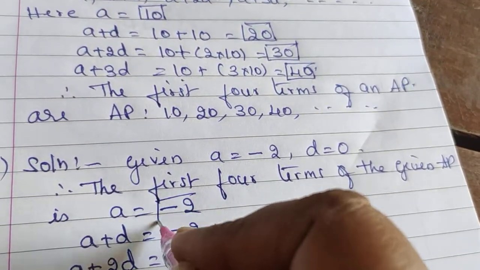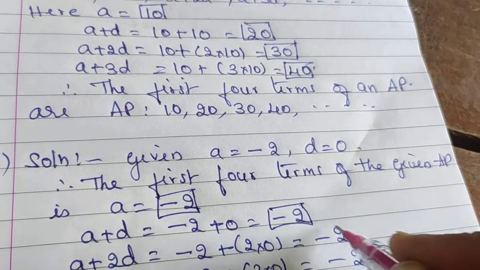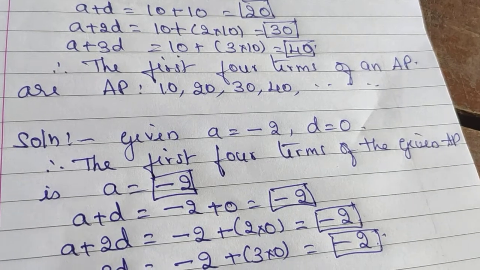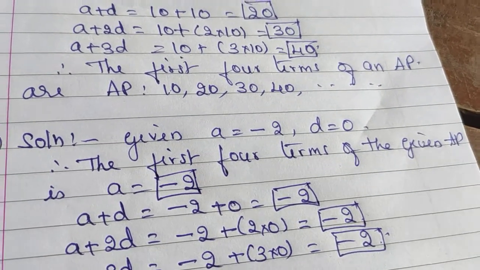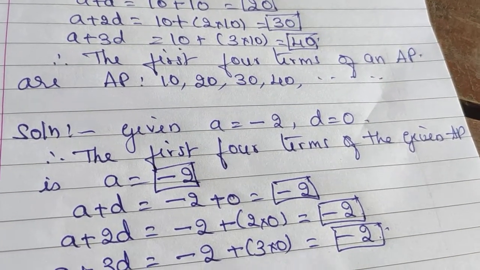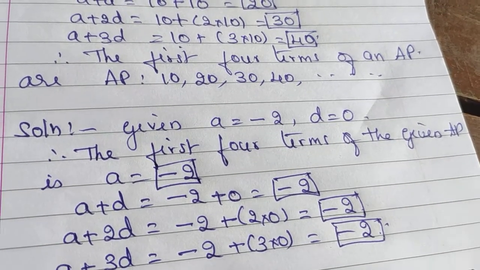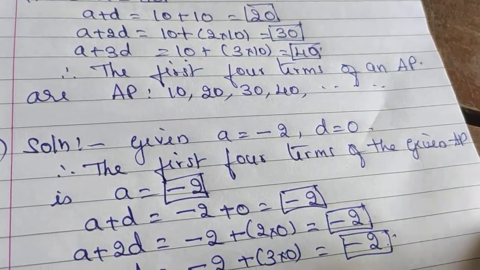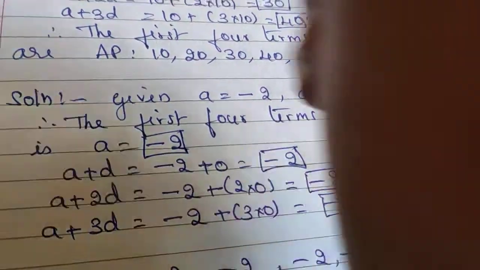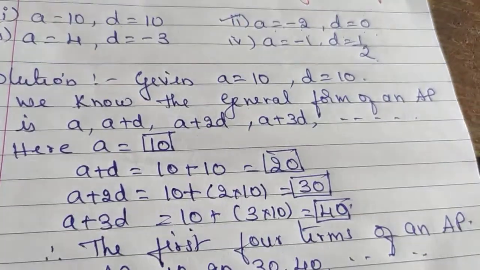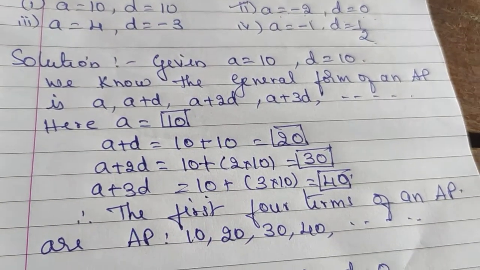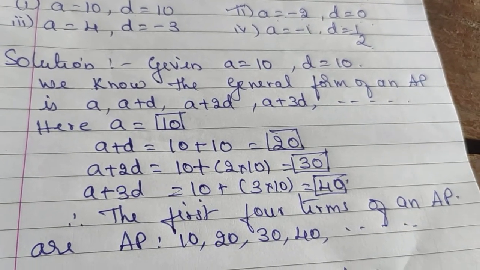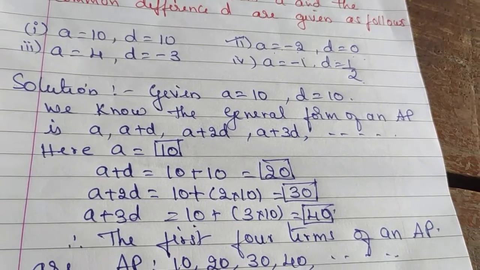So now we found the first 4 terms of an AP. Therefore the AP is minus 2, minus 2, minus 2, minus 2, and so on. Okay, so we completed the second problem. Now let us move to the third problem, children. I hope it is clear to you. Yes, this is the way to find the first 4 terms of an AP when the first term and the common difference are given.